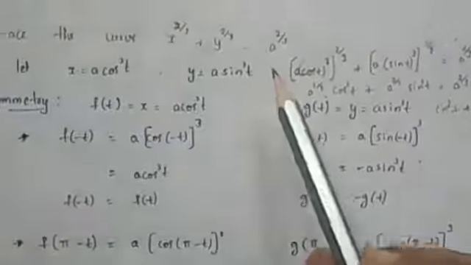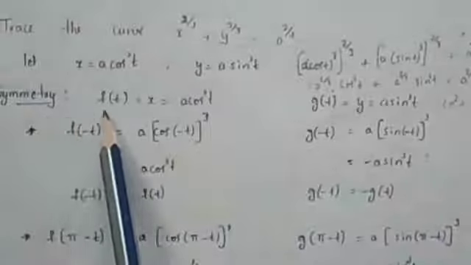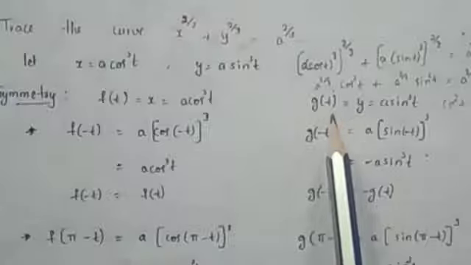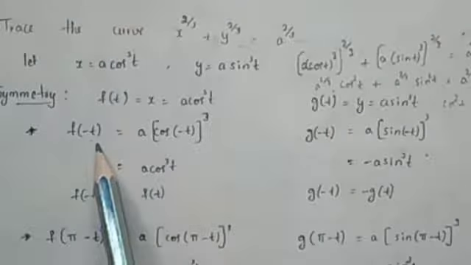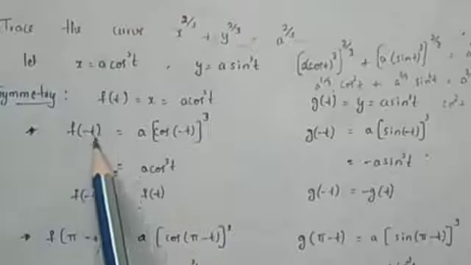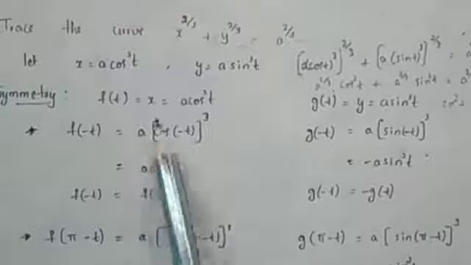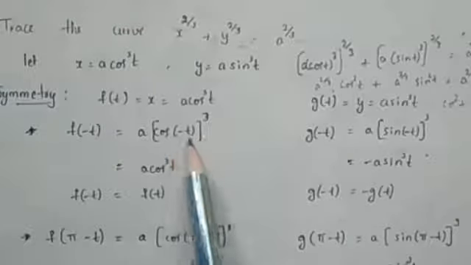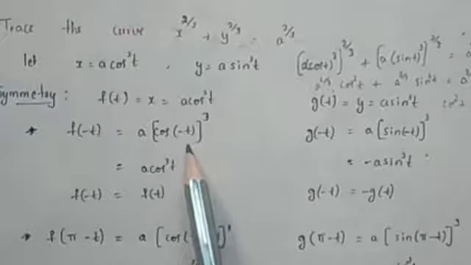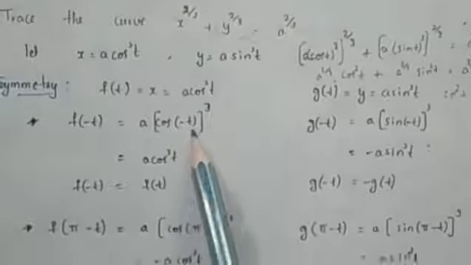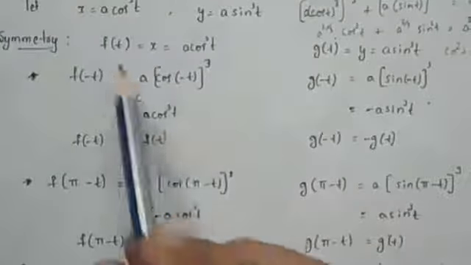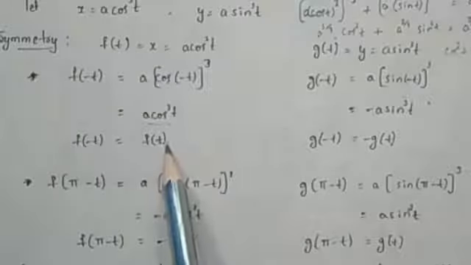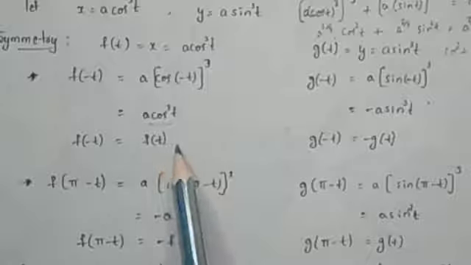Okay, the first point is the symmetry. Call this f(t) and call this g(t). Replace t by minus t, you get f(−t) = a (cos(−t))³. Cos of minus t is nothing but cos t, so you get a cos³t, which is f(t). Replacing t by minus t, you get the same equation of the curve. So f is an even function.